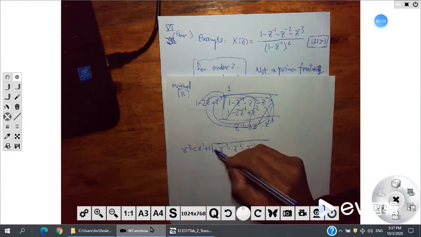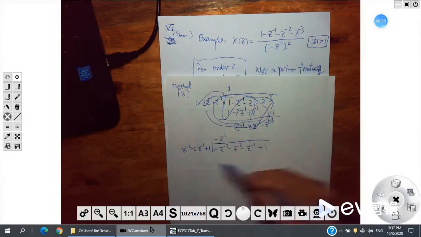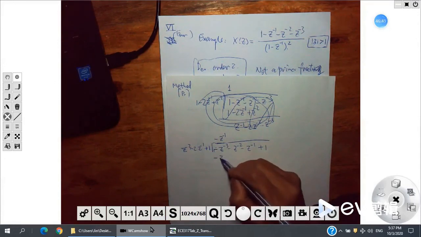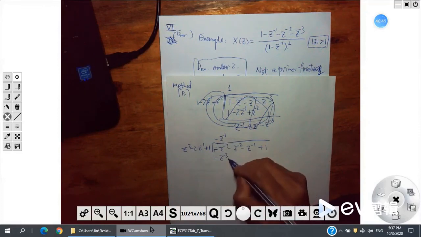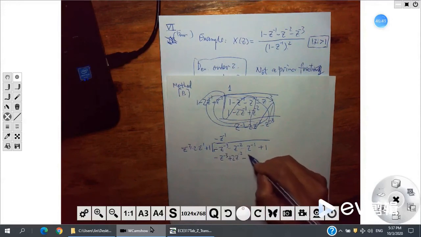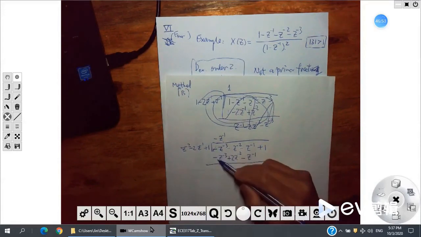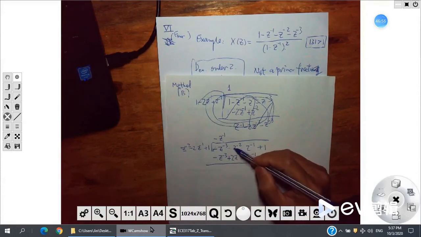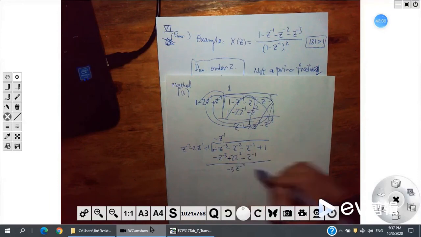Okay, I put negative z to negative 1 here. So I have negative z to negative 3, right, times these two, and plus 2 z to negative 2 and minus z to negative 1. Okay, this cancels, and negative 1 minus 2 is negative 3 z to negative 2, and they cancel, and plus 1.